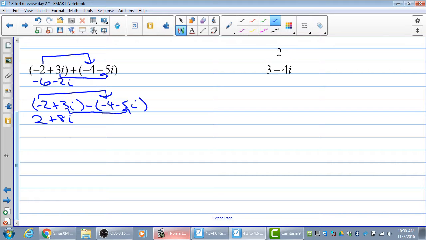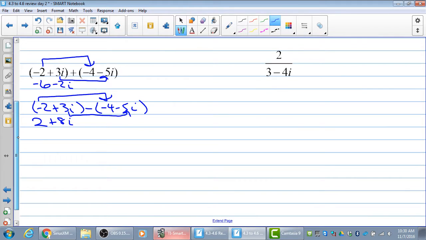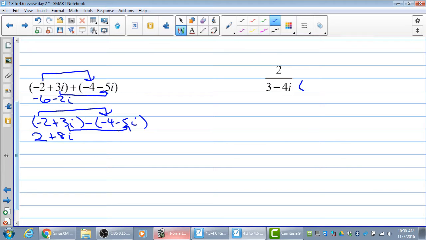The last one you got to multiply by the conjugate. 3 plus 4i. 3 plus 4i. This is the one about 5 you skipped on the last one. I mean, forgot. We forgot, sorry. So we multiply through it with the 2 on the top. So this becomes 6 plus 8i.